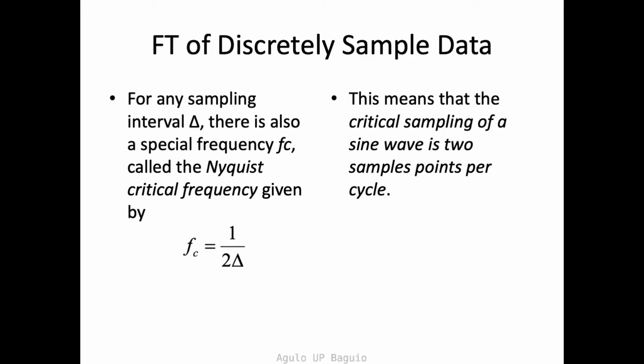Thus, if you have a sine wave, for example, with a period of 1 second, then delta equals 1 second. The Nyquist critical frequency is then 1/2 Hz or 0.5 Hz. This means that you sample the sine wave at least twice every period.